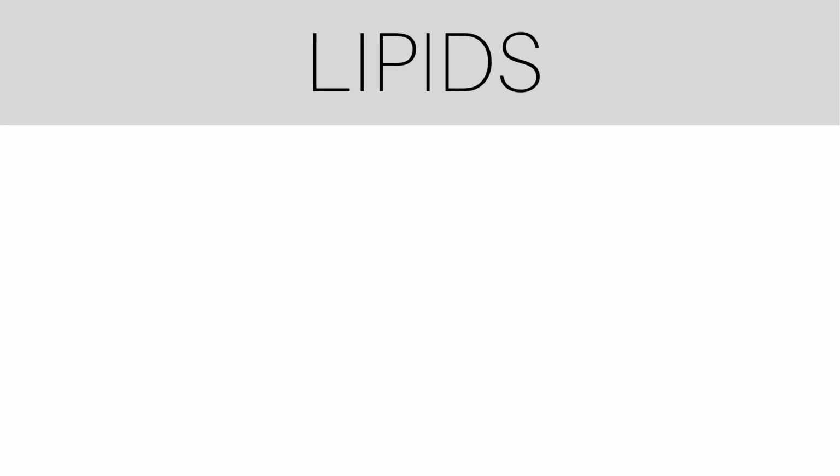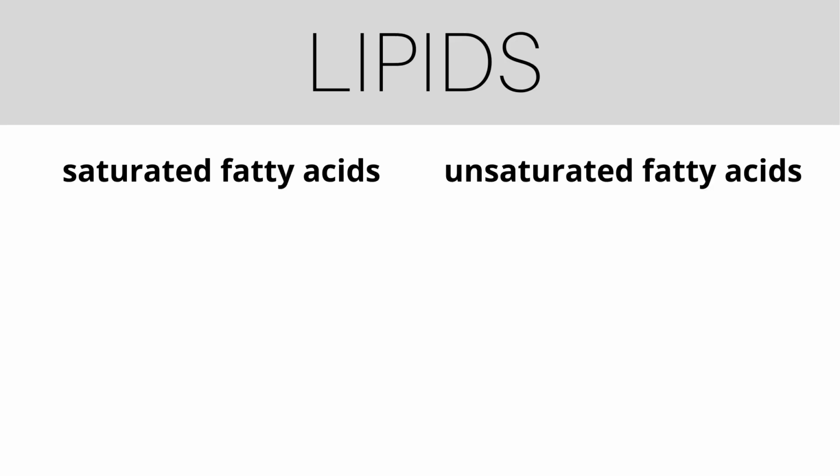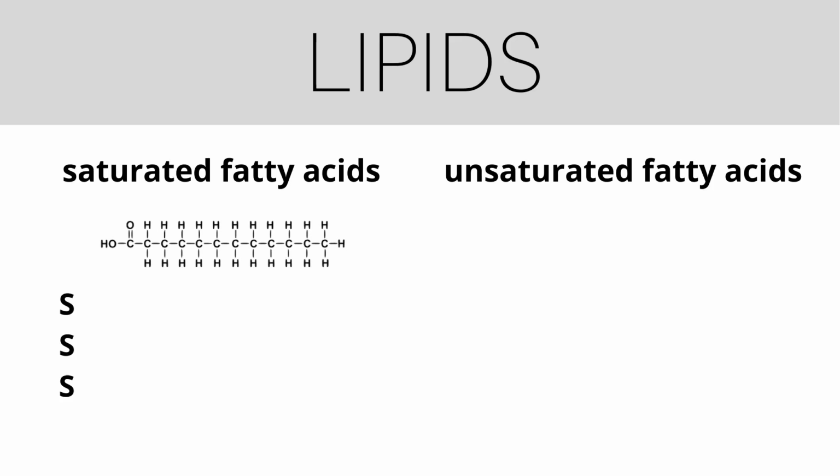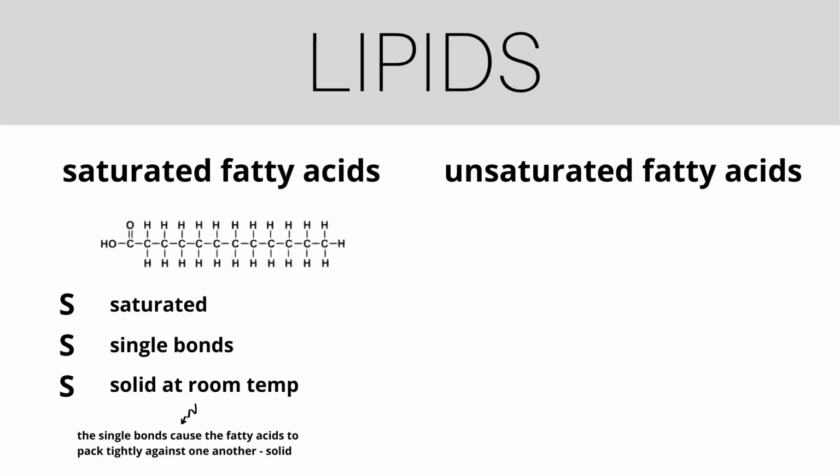There are two main subgroups of lipids you should know about for AP Bio: saturated fatty acids and unsaturated fatty acids. This is a saturated fatty acid. You can remember the structure of saturated fats by keeping SSS in mind. Saturated fats have single bonds and are solid at room temperature. So notice how all the carbons are held together by single bonds. This allows for less fluidity, as single bonds are more rigid than double bonds. This is why saturated fats are often solid at room temperature, like butter, due to these rigid single bonds.